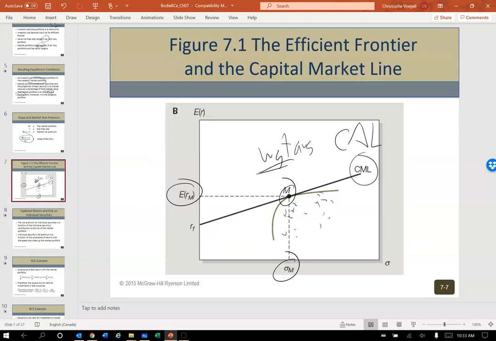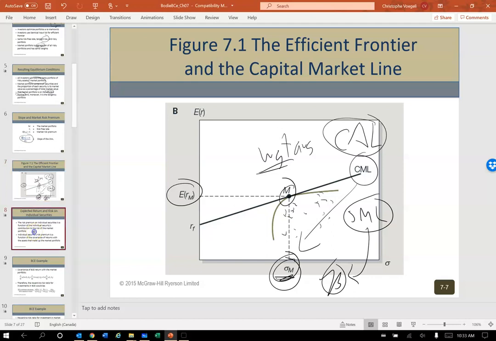The big difference is, am I dealing with a sigma here or a beta? Then you start to really care if it's the security market line, which is beta, or the capital market line, which will be more sigma. And again, the CAL is kind of a general term.